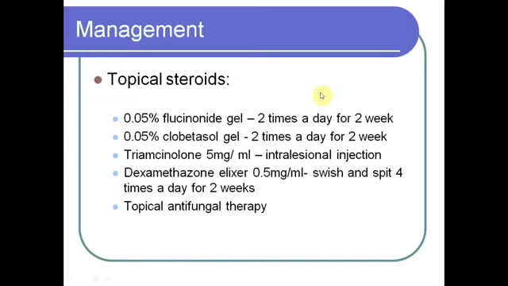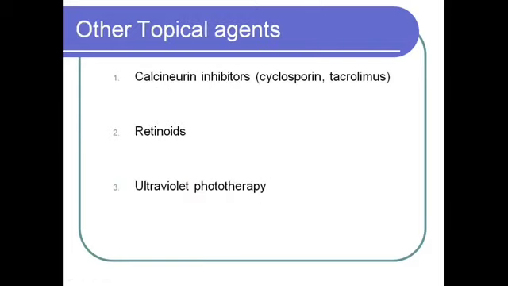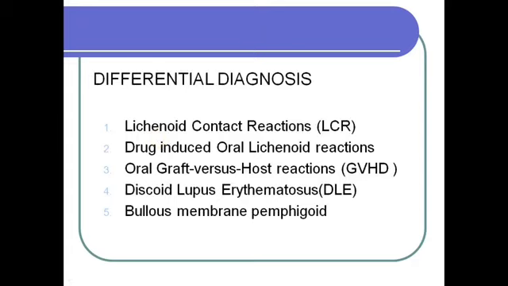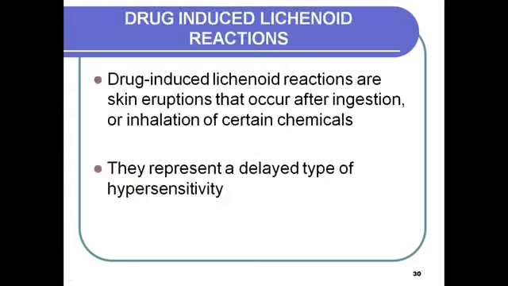Among topical steroids we have 0.05% fluocinolone gel, 2 times a day for 2 weeks, then clobetasol gel, triamcinolone, and dexamethasone elixir. Then topical anti-fungal therapy. Other topical agents are calcineurin inhibitors such as cyclosporin and tacrolimus, retinoids, and UV phototherapy. The differential diagnosis includes lichenoid contact reactions, drug-induced oral lichenoid reaction, GVHD, that is graft versus host disease, discoid lupus erythematosus, or bullous pemphigoid.